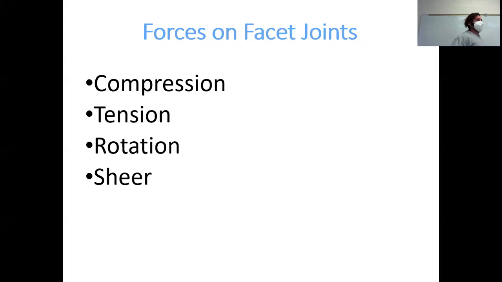Okay. Compression. What spinal position do we have to be in order to get compression in our facet joints? What position do we need to be in so we can get compression in our facet joints? Hyperextension. Exactly. Right.